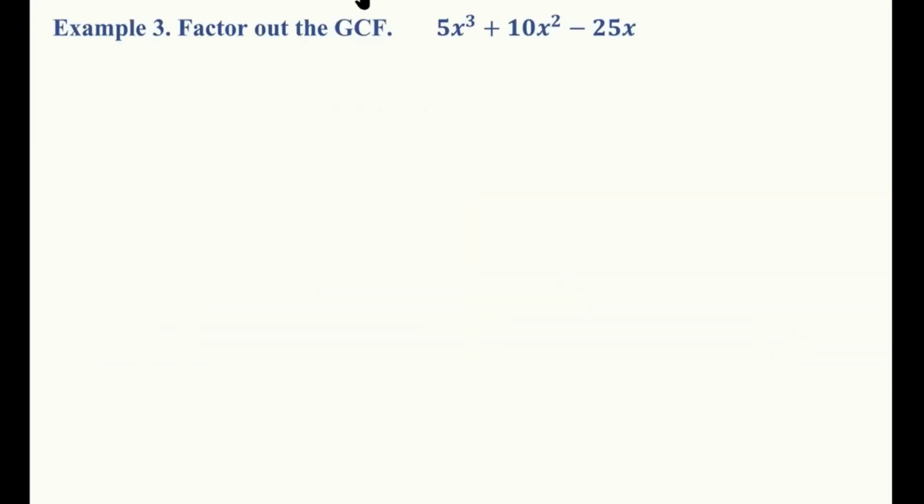Let's try it here. We look at these three terms. First thing we do is look for the GCF. This is pretty simple. We know that for the numbers, the GCF is just 5. And for the powers of x, we look for the lowest power of x, and that's just x. So we can see that the GCF is 5x. So we go ahead and factor it out like this.